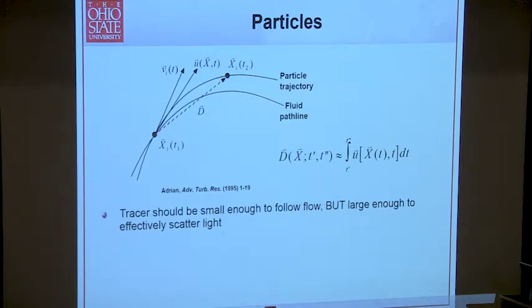Really what we need is a tracer that's small enough to follow the flow. We know this, right? You can't put a bowling ball in the flow. It's not going to go anywhere. You can't put a marble. It's not going to go. So your tracer should be small enough to follow the flow.